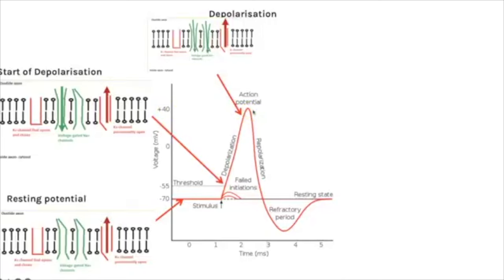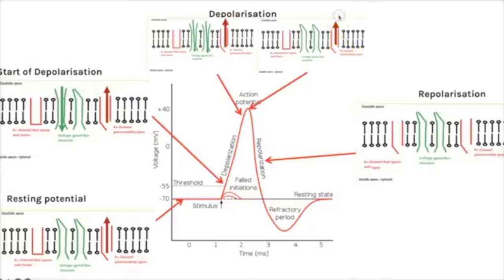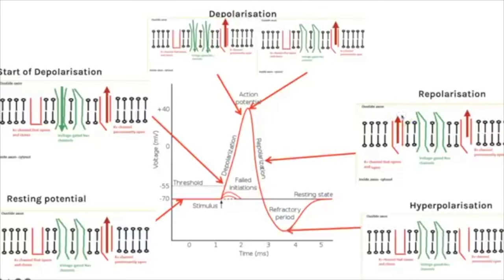What then happens though is we see this decrease, and that's because when it does reach this particular voltage, it then causes the voltage-gated sodium ion channels to close. So no more positive ions are entering, but we still have those potassium ions moving out. So we start to get this decrease, which we call the repolarization. That will then cause more potassium ion channels to open, so even more potassium is diffusing out.